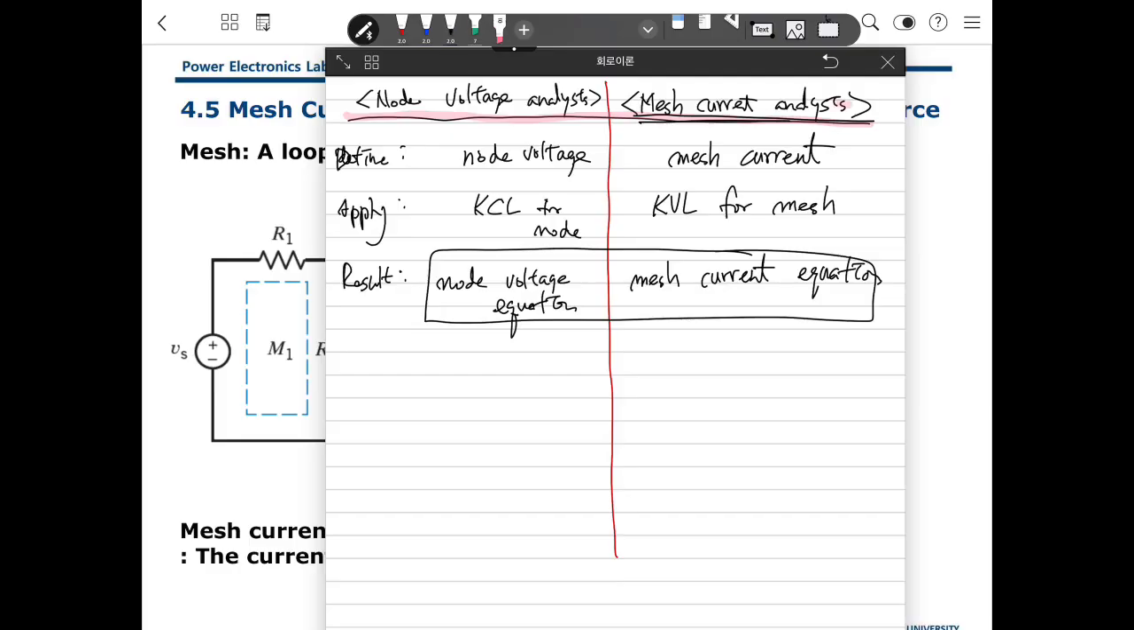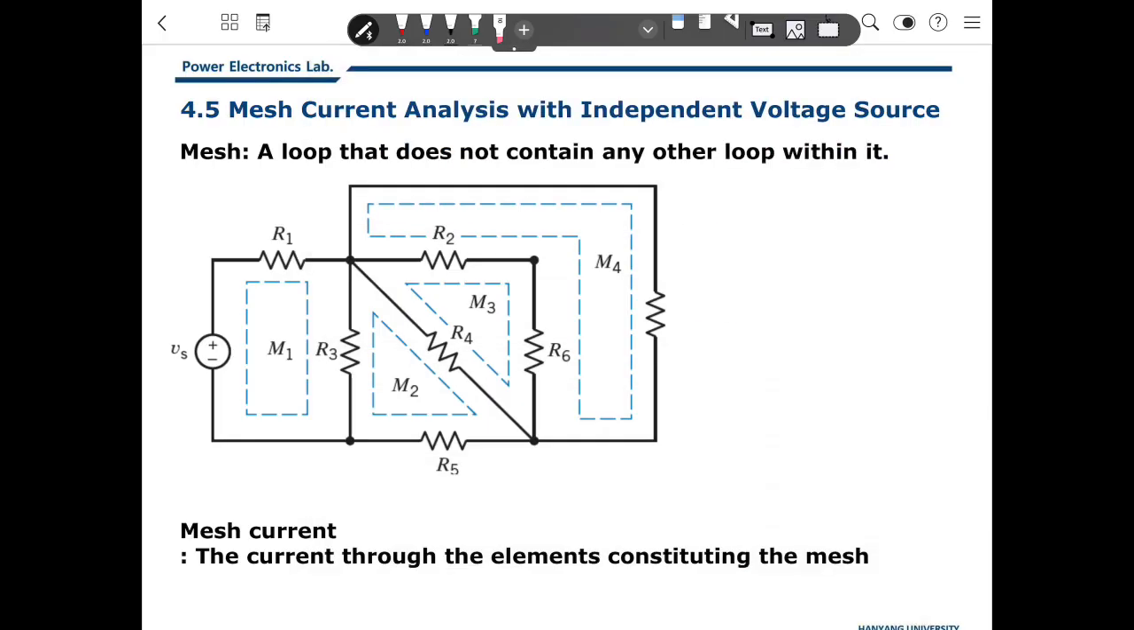So in this method, they give us a kind of guideline, sequence or process for analysis on the basis of the KVL law. So this chapter will give you the second analysis method, mesh current analysis. First, I want to give you a definition of mesh. What is mesh?